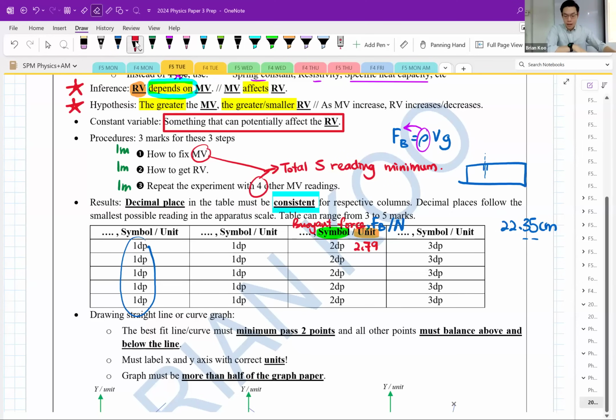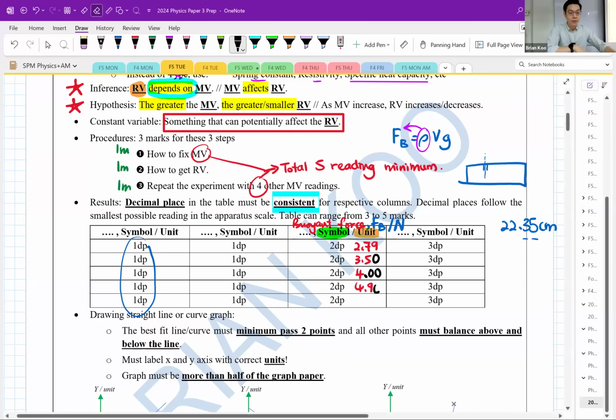Okay. Then, for example, like 3.5, and then sometimes you have a value like, let's say 4, let's say 4.9. All this you need to go and add yourself. Consistent, just make sure you are consistent. Table can be 3 to 5 marks. If 2, then everything 2. If 1, then everything 1. If 3, then everything 3. Okay?